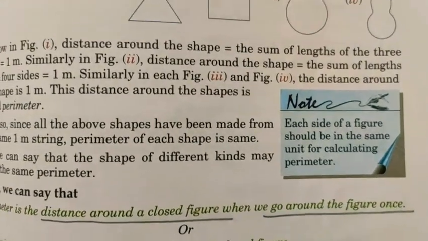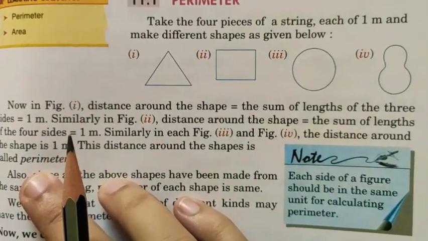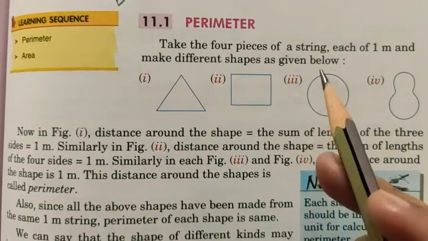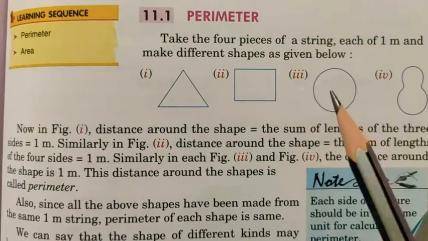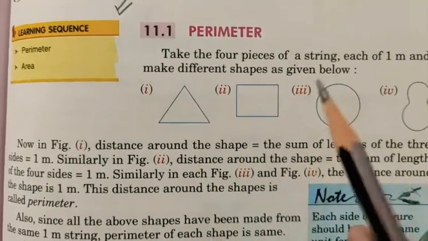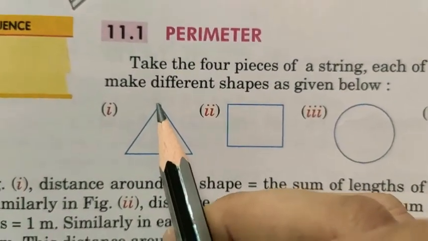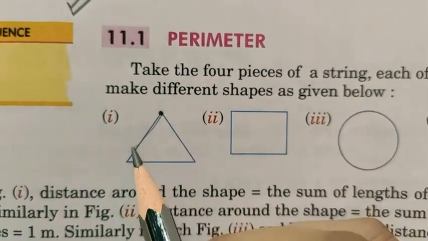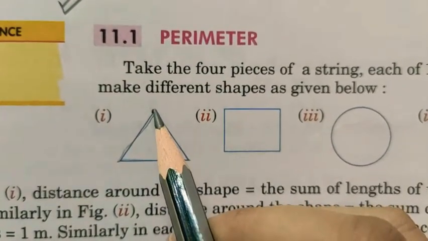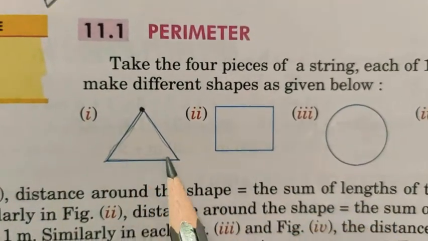We have many closed figures. It can be a triangle, it can be a rectangle, it can be a square, it can be a circle. So the total distance around the closed figure, that means the length of the boundary. Look, this is a triangle. If we start from here, travel around the boundary and end up here, we cover the total boundary.